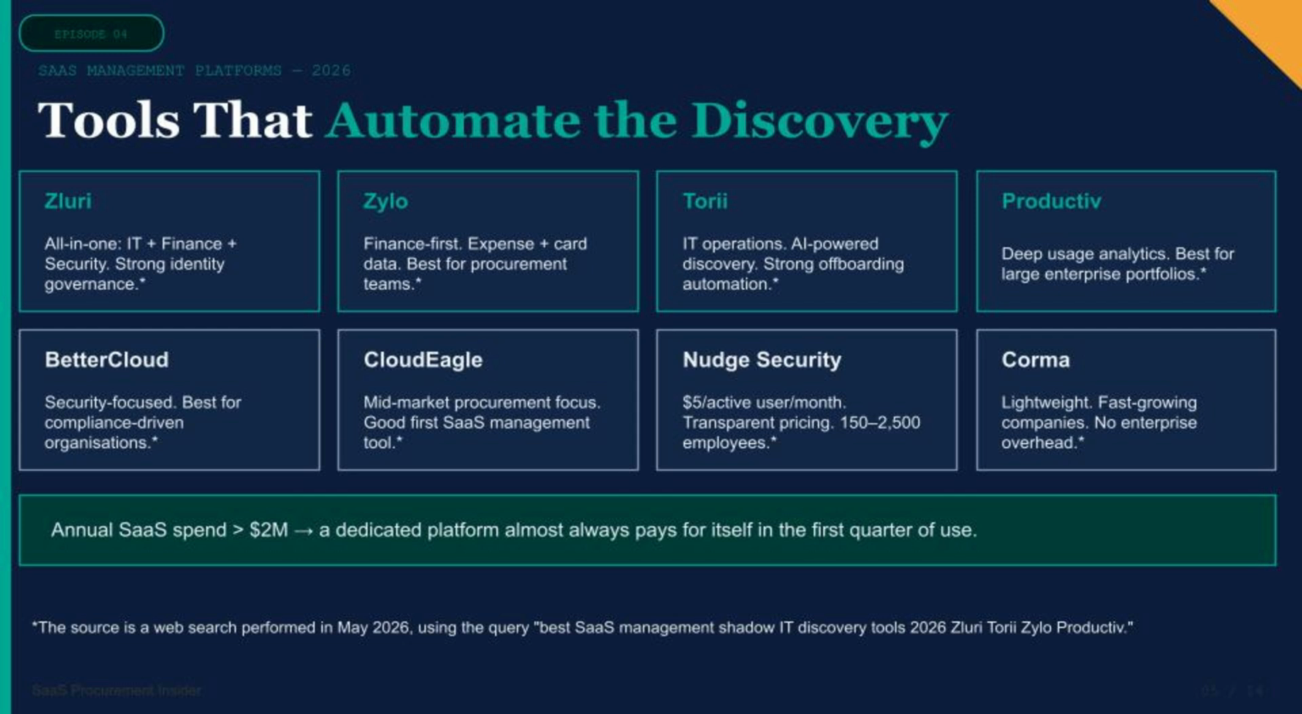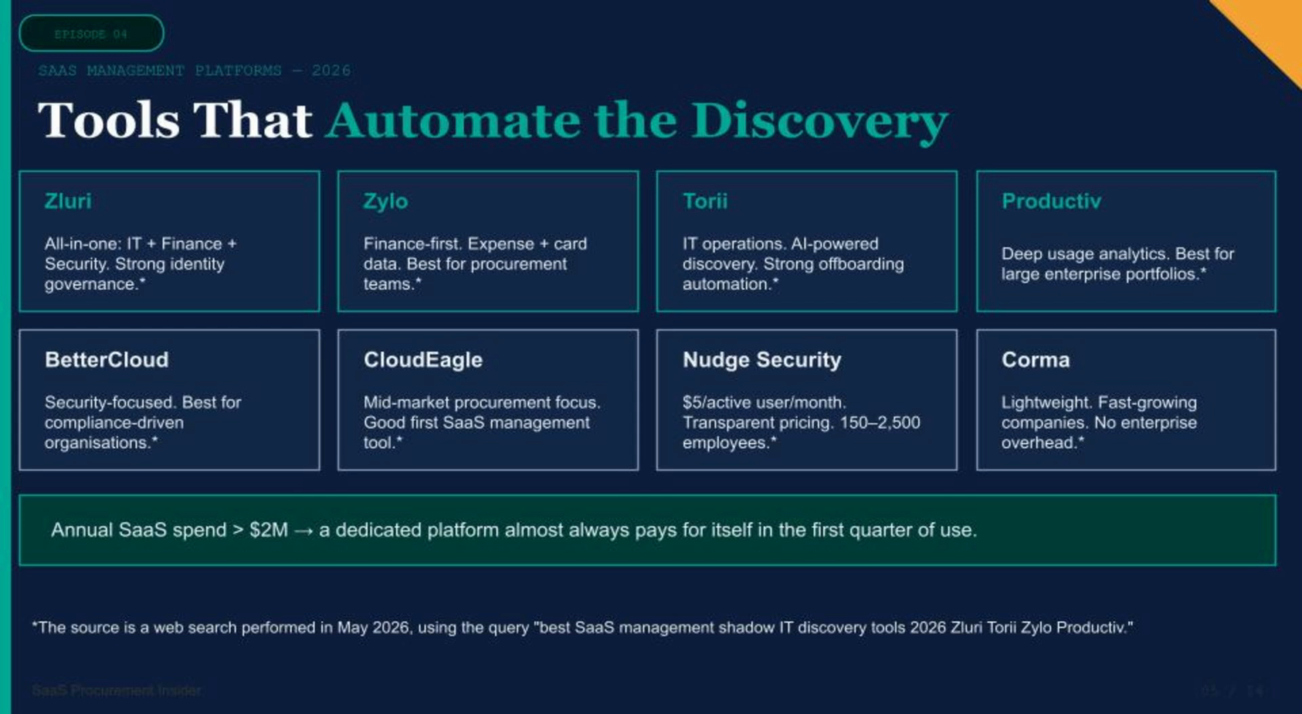A question worth sitting with. When did your organization last attempt a full software inventory? If the answer is never, or more than 2 years ago, the gap between what you think you have and what you actually have is almost certainly significant.